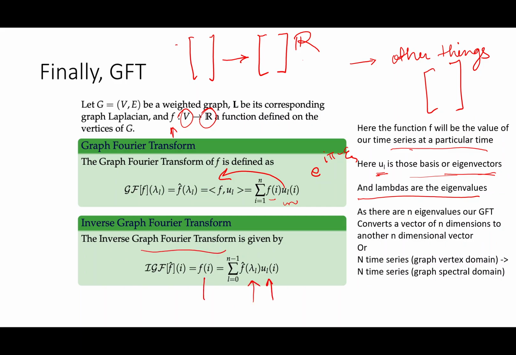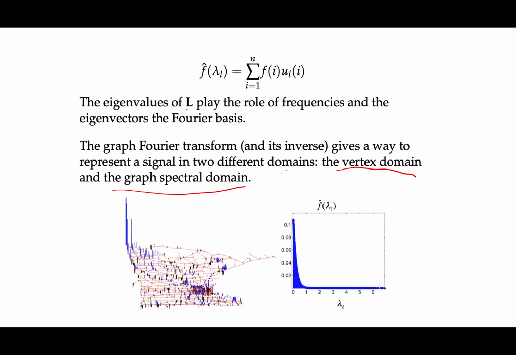So in the Fourier transform, the eigenvalues of L, the Laplacian, play the role of frequencies and the eigenvectors the Fourier basis. The graph Fourier transform and its inverse give a way to represent a signal in two different domains, the vertex domain and the graph spectral domain. The vertex domain is what the red lines over here represent, and the graph spectral domain is the blue plot here, and also the blue lines given on each particular node.